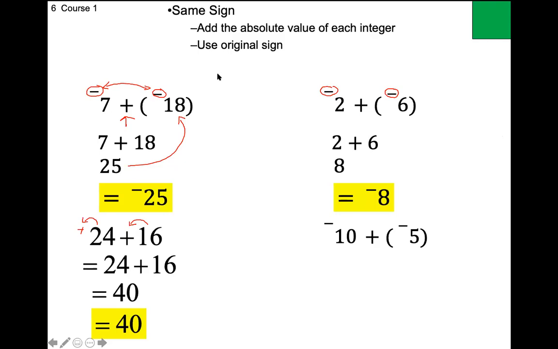Last one, let's see, we're adding two negatives. To add two negatives, we take the absolute value of both. That just means strip the signs away, make them both positive. Remember, absolute value actually asks, how far are you away from 0? I am 10 away from 0 if I'm at negative 10. I am 5 away from 0 at negative 5. 10 plus 5 is 15. Were the signs originally positive or negative? Negative. Negative 15. There you go.